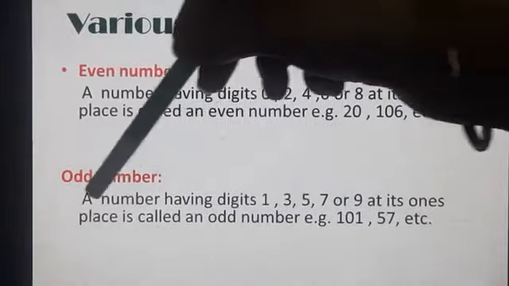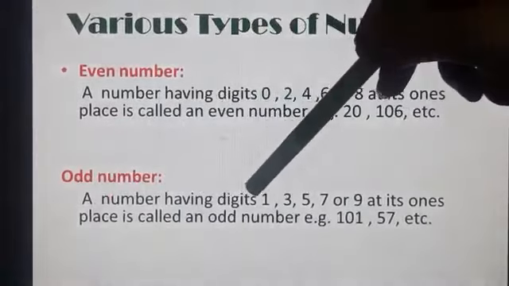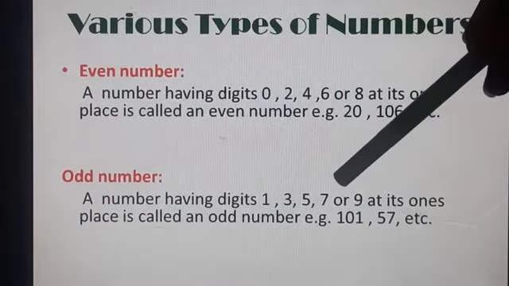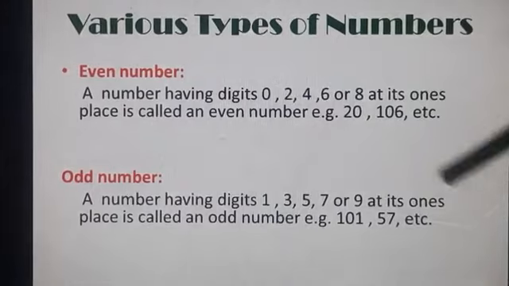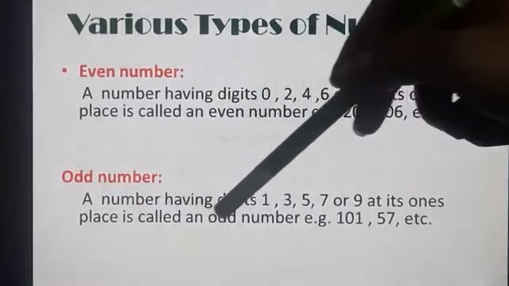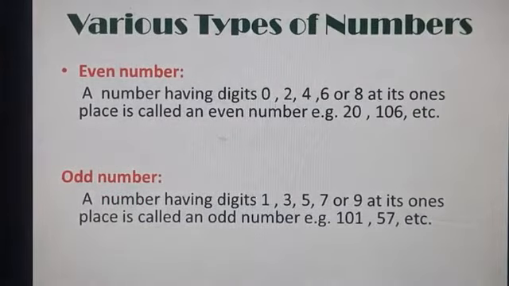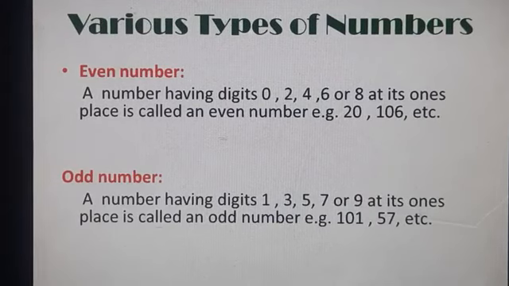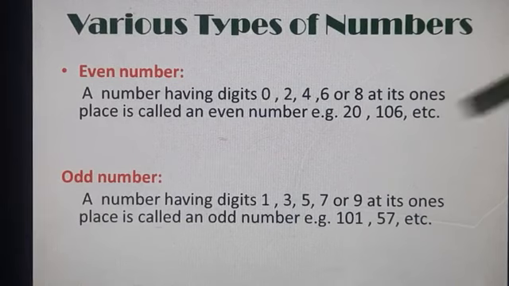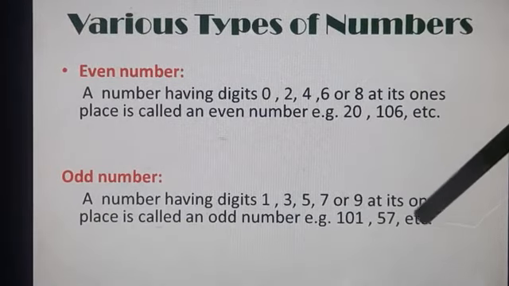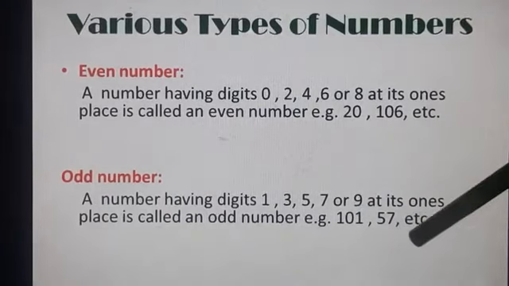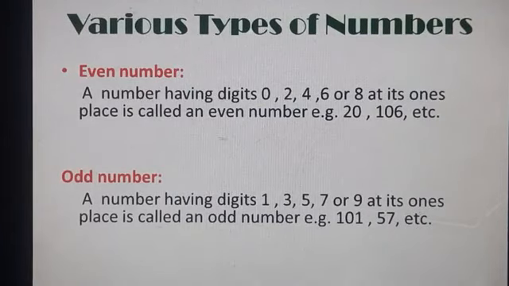Odd number. A number having digits 1, 3, 5, 7 or 9 at its ones place is called an odd number. If any number is given and we have to check whether it is odd or not, then we will check its ones place. If the ones place contains 1, 3, 5, 7 or 9, then it is known as an odd number. For example, 101 and 57. These are examples of odd numbers.